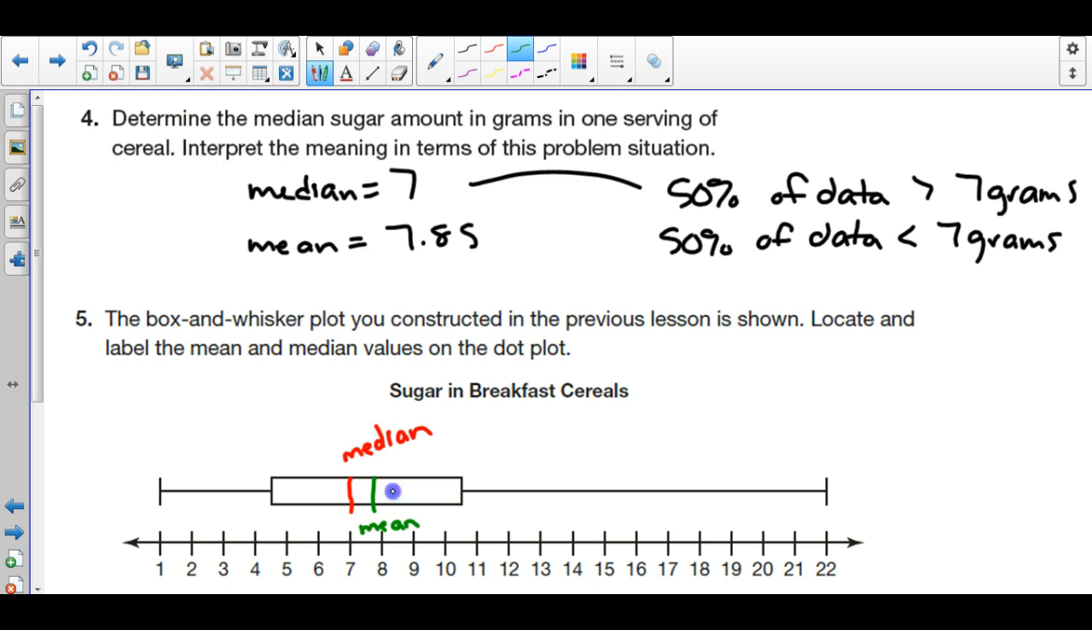Okay, so notice that our data itself was skewed to the right. A lot of our data was on this left-hand side of the graph, and that's why we said in the last lesson that this was skewed right. So a couple things to identify here. We have a skewed right graph. Our median is on the left side of the mean, and notice that the majority of your data is on the lower end of this sugar scale here. So more of the cereals contained a lower amount of sugar.